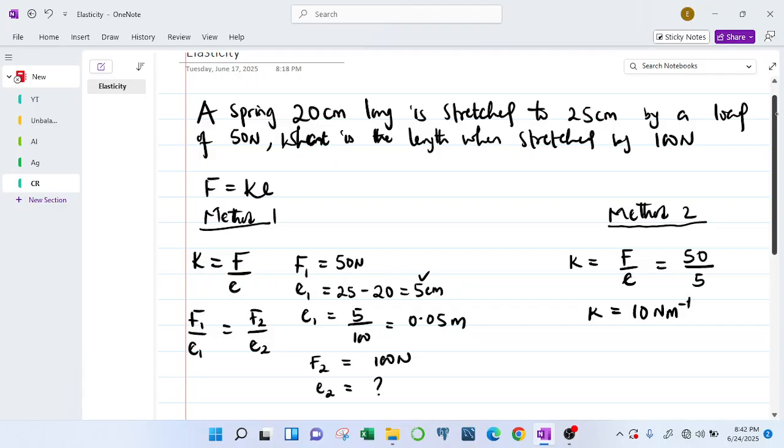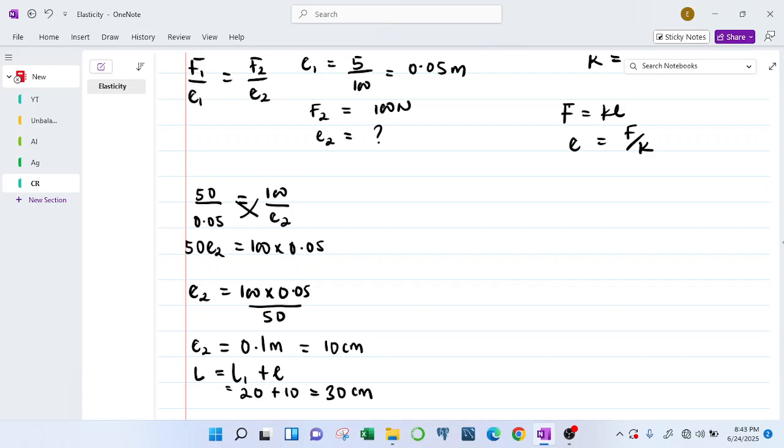We move it over to the second situation. Now, what is the length if it was stretched by 100 Newton load? So you have to look for the extension. So F equals KE. We are looking for extension now. That means E equals F over K. So you deal with situation 1, then you go to situation 2.